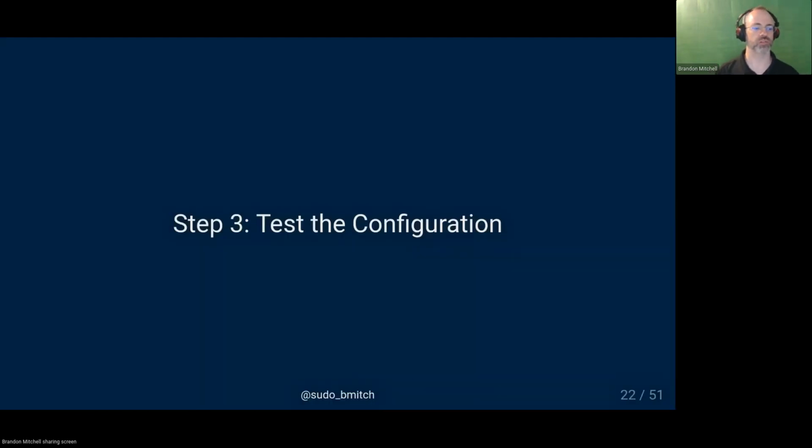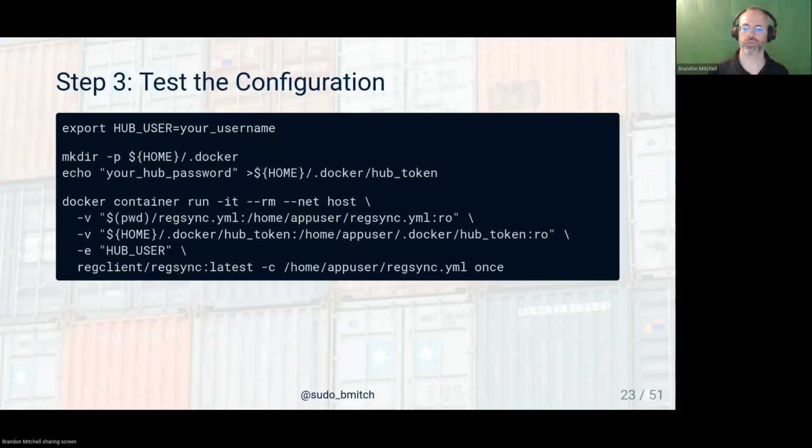Once you want to test this stuff, we've got a couple commands to kick off here. One is I need to specify my username. And so I'm setting that environment variable. I also need to put my hub password. Hopefully you're doing a personal authentication token. And so if you've got that, I just specify that to this file name here. If you change some of these little arguments, you can pass a different file name if you'd like to.